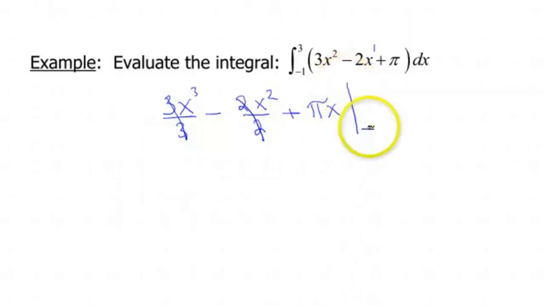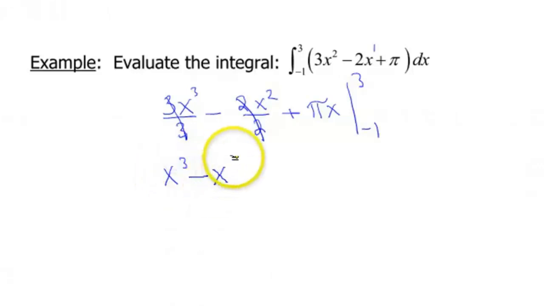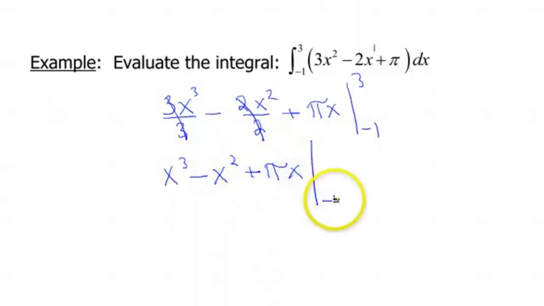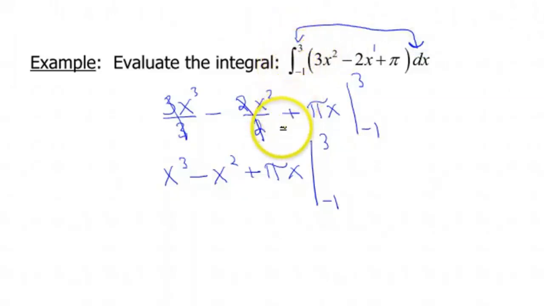Okay, so let me go ahead and pretty this up a little bit. Let me throw my endpoints on here. So we've got -1 to 3. So this antiderivative then is x cubed minus x squared plus pi x. And again, I'm going from -1 to 3. Now you notice the dx went away, the integral sign also went away. So these two pieces are basically the integration idea, but those two pieces do not get carried along.